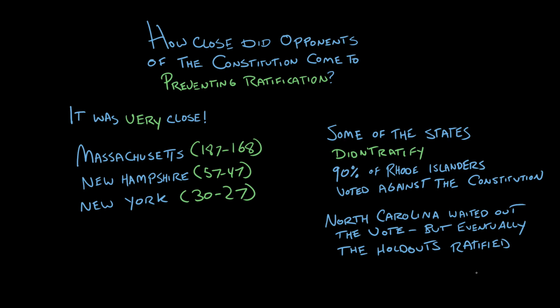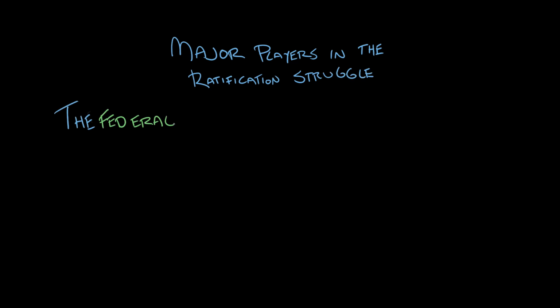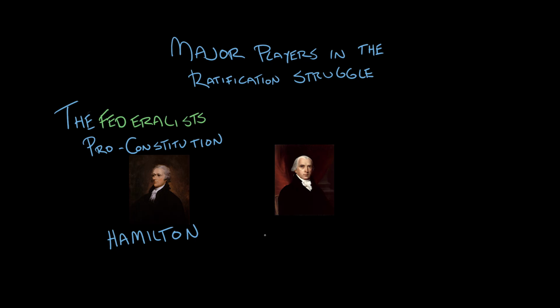Interesting. So who are some of the major players involved here, and what were they arguing about? There were the Federalists, who were arguing in favor of ratifying the Constitution, and the Anti-Federalists, who were arguing against ratifying the Constitution. So the Federalists, two of the very famous ones, are familiar names, Alexander Hamilton and James Madison.